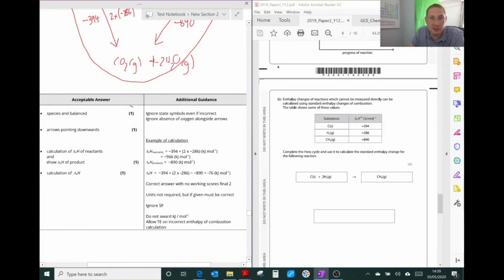So let's see how that was marked. Species and balanced, 1 mark. Arrows pointing downwards, 1 mark. Calculation of delta H reactants, showing delta H combustion reactants and delta H combustion products somewhere, 1 mark, and final calculation 1 mark, minus 76 kilojoules per mole. Correct answer with no working gets the final 2. Units are not required, but if given must be correct. Ignore significant figures. Do not award kilojoules per mole by itself, so you can't just get 1 mark for the correct units.